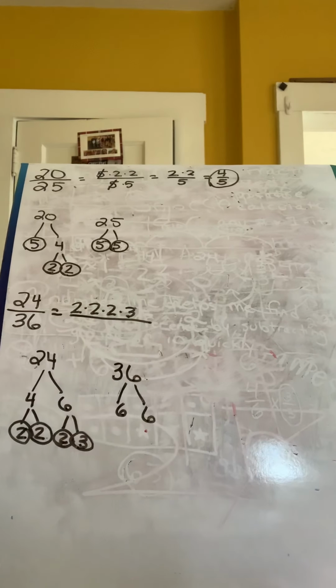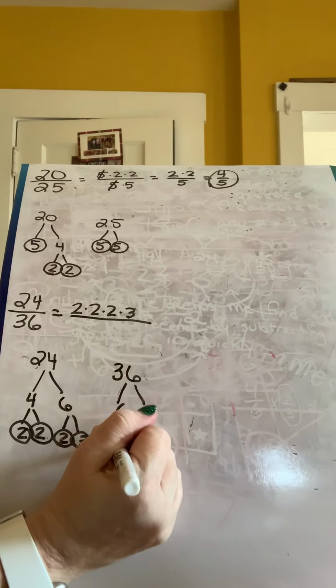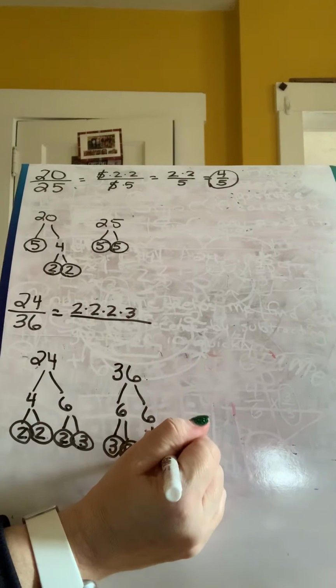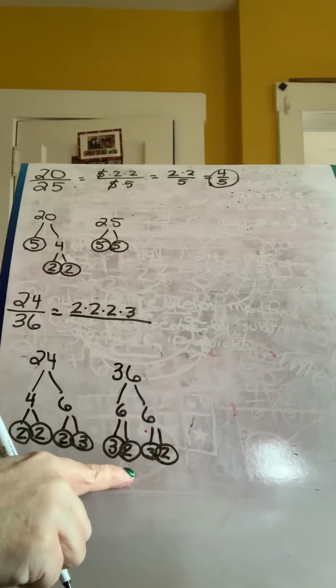36. Go with 6 times 6. This 6 is 3 times 2. That 6 is 3 times 2. So I have 2 2s and 2 3s.